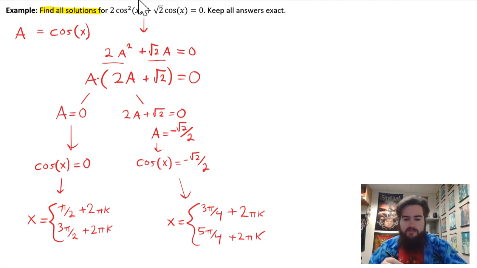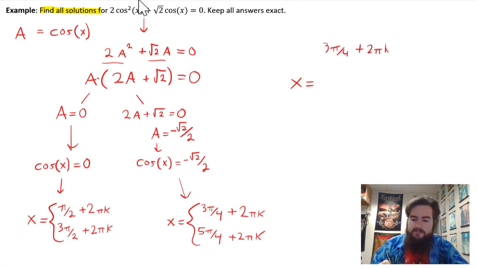Now from here, I have my final answer. So I have my final answer of solutions. I have 3 pi over 4 plus 2 pi k. In all cases here, k is going to be an integer. We have 5 pi over 4 plus 2 pi k.